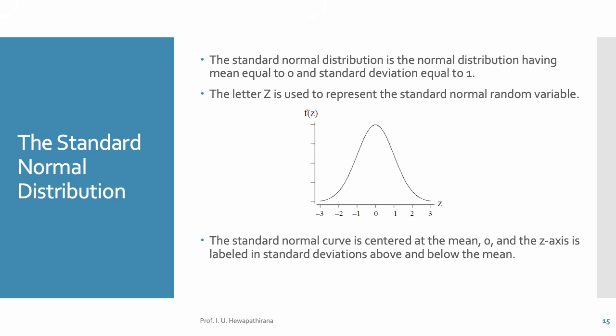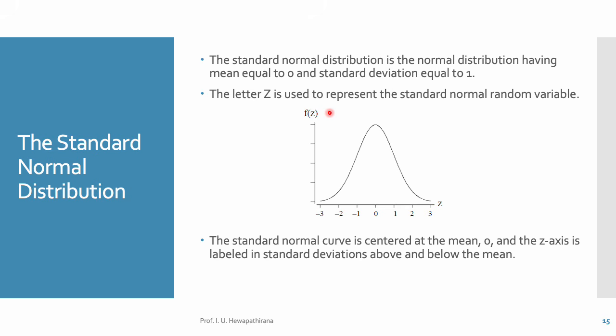Now we are going to talk about a special kind of normal distribution, that is the standard normal distribution. The standard normal distribution is a special normal distribution where the mean is equal to 0 and the standard deviation is equal to 1. Previously, we just used capital X or capital Y or any letter to represent the normal distribution. But if we use capital Z to represent the normal distribution, then we understand that we are talking about the standard normal distribution.